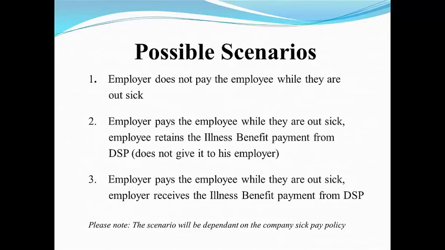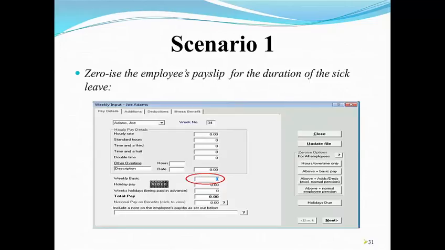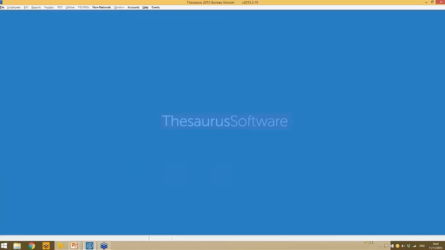Okay. There's 3 possible scenarios we're going to look at. So 1, the employer does not pay the employee while they're out sick. 2, the employer pays the employee while they're out sick and the employee retains the illness benefit payment from the department, i.e. he does not give it back to his employer. And thirdly, the employer pays the employee while they're out sick, and the employer receives the illness benefit payment from the department. Again, all of these scenarios will be dependent on the company pay policy. So we will take a look at the first scenario.